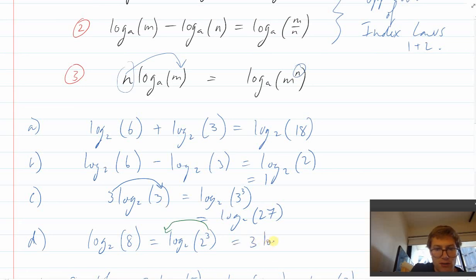giving you 3 log base 2 of 2. We know log base 2 of 2 is just 1 using that second property, and so this all equals 3 times 1, which is 3. So keep both ways of thinking about the third log law in mind, forwards and backwards.